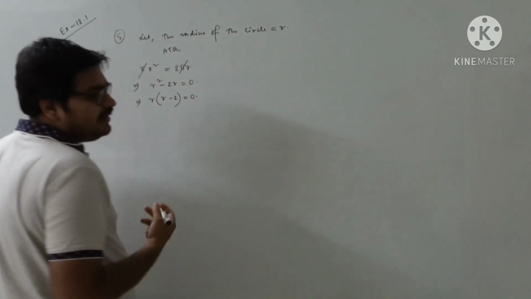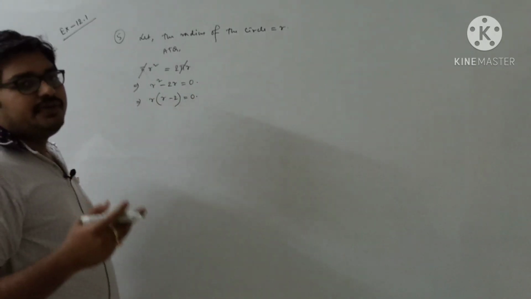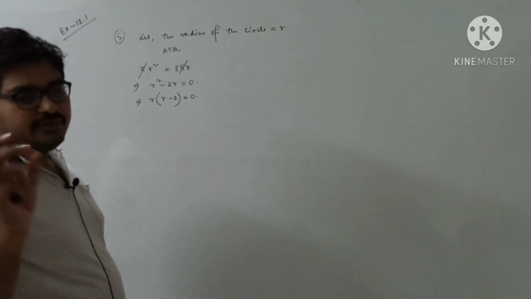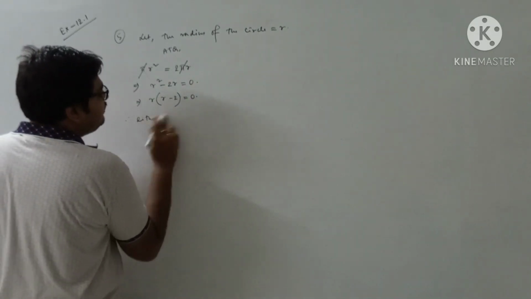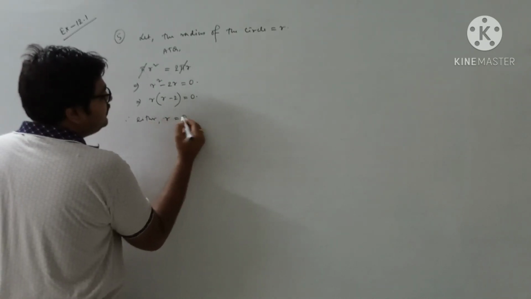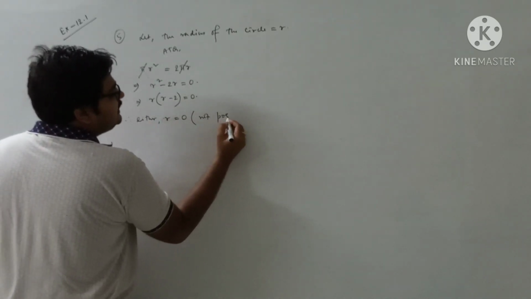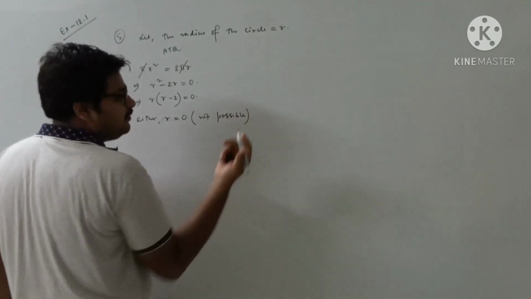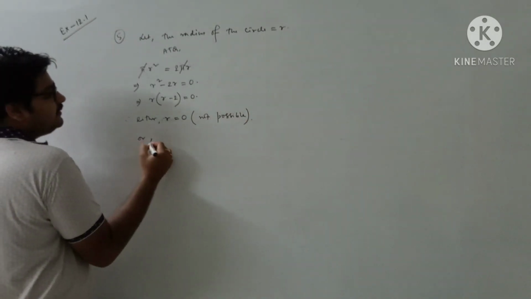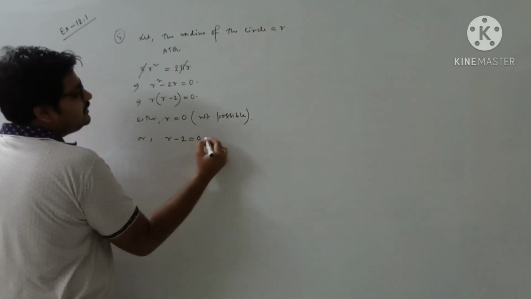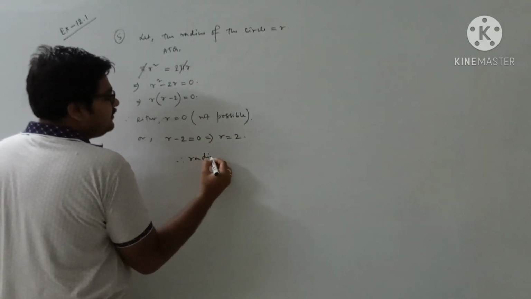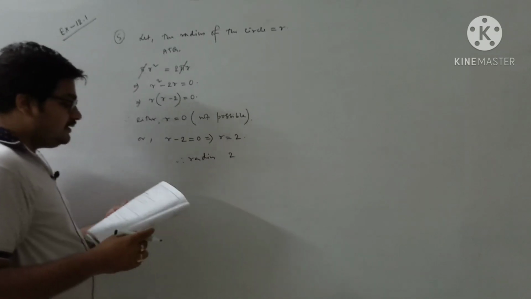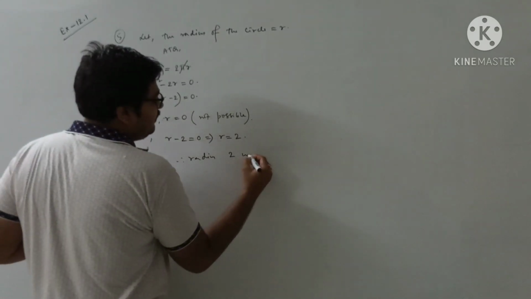You should not cancel r, because then you are just losing one of the roots, which is wrong. So therefore either r equal to 0, which is not possible because the radius cannot be 0, otherwise the circle is not possible, or r minus 2 equal to 0, that means r equal to 2. So therefore the radius will be 2 units. So our answer will be option A.